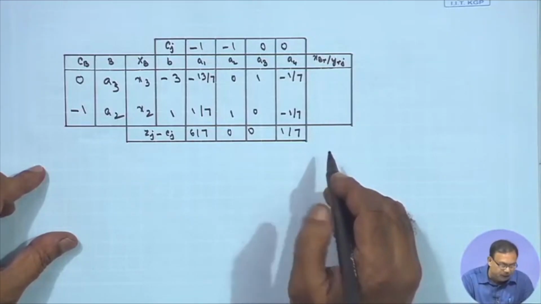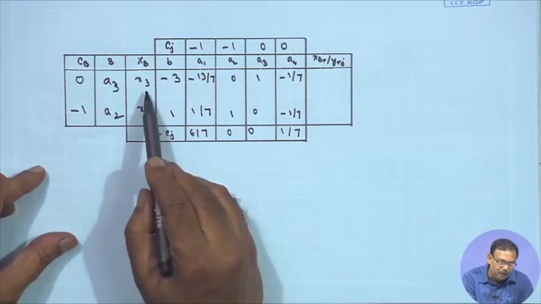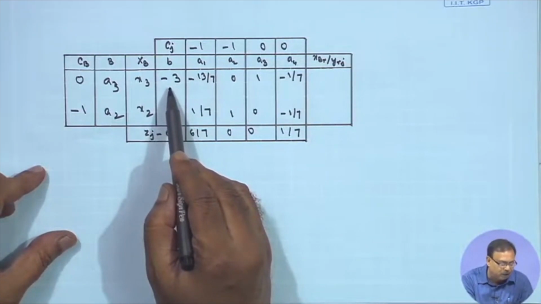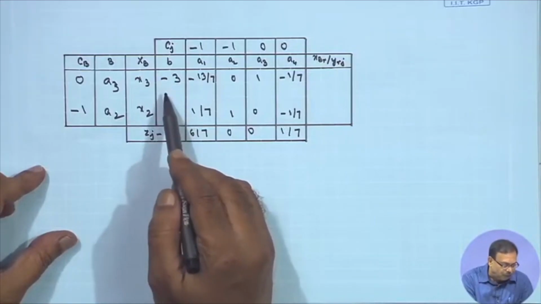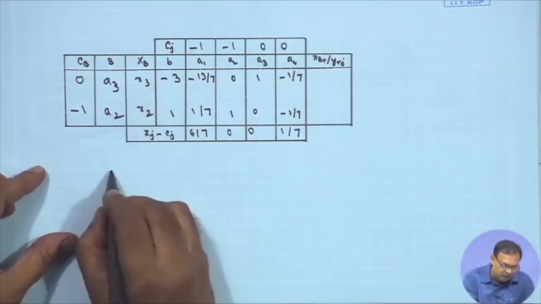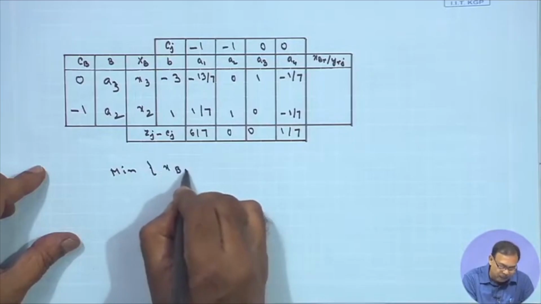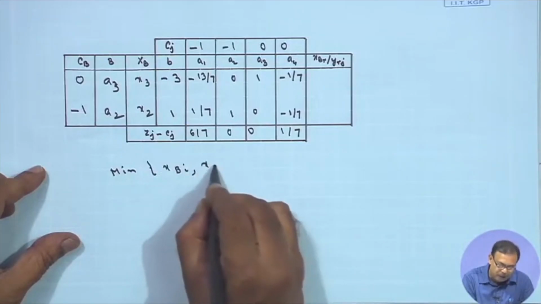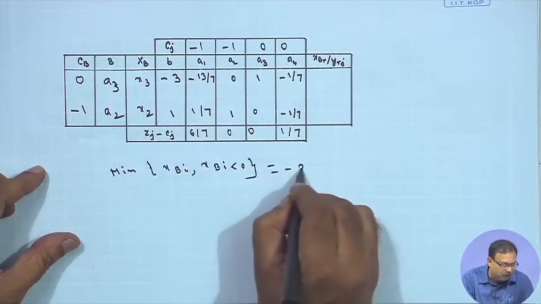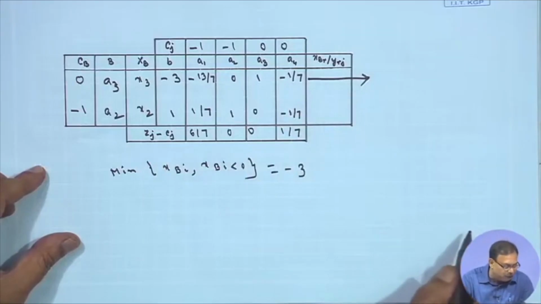So, here again you see z j minus c j is greater than or equal to 0, but this variable value is minus 3, that is, not all x b are greater than or equal to 0. So, I first have to calculate the departing vector. Your departing vector is the minimum of x b I, where x b I is less than 0. There is only one, that is minus 3. Therefore, your x 3 will be the departing vector.